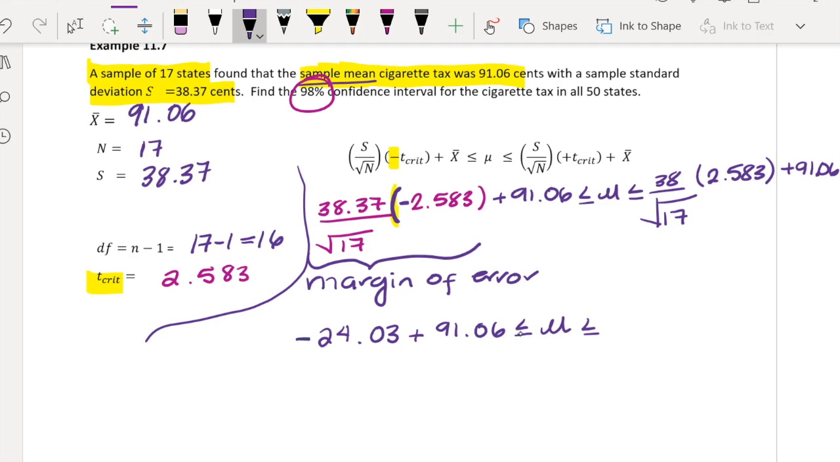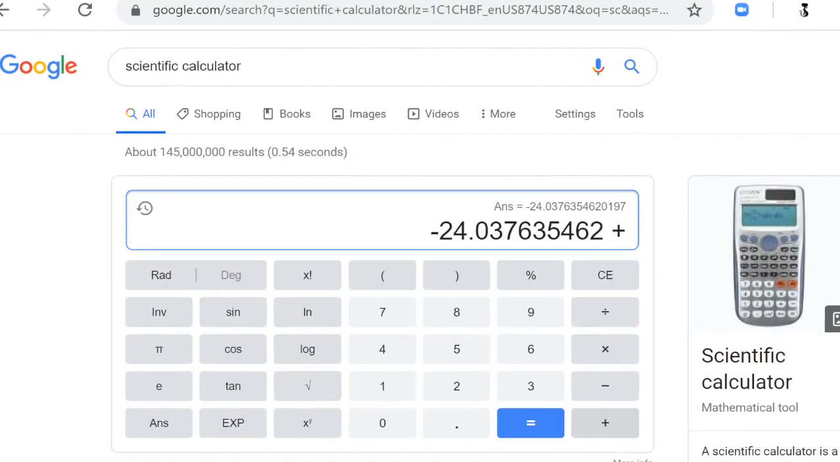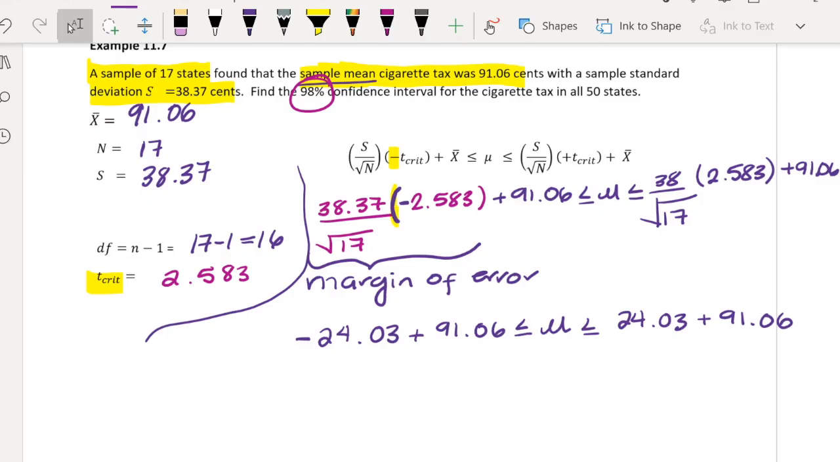So I forgot the negative here. Negative 24.03 plus 91.06. And then we just do positive 24.03 plus 91.06. And then on the other side, we just add them. So 67.02, 115.09. So that's my confidence interval.